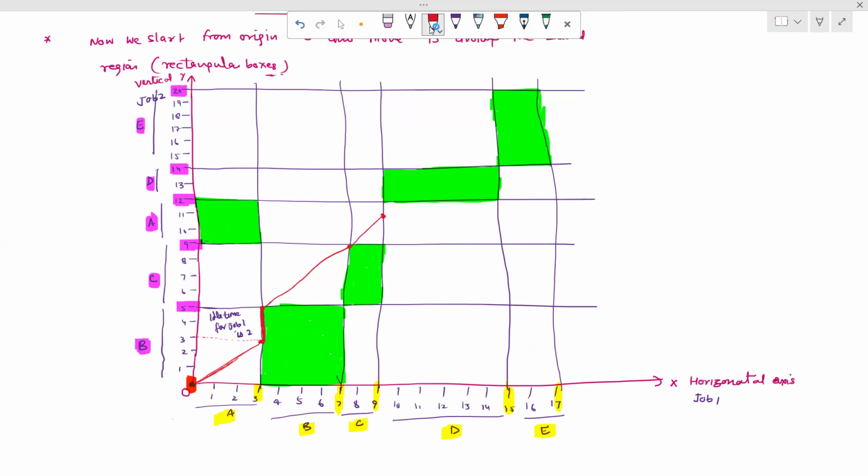So here is 11. Now, when we do not cross this region, we move vertically. So when we move vertically, again there is idle time for job 1. How much time? 1 hour. So we write down idle time for job 1 is equal to 1. So 1 hour is idle time for job 1.